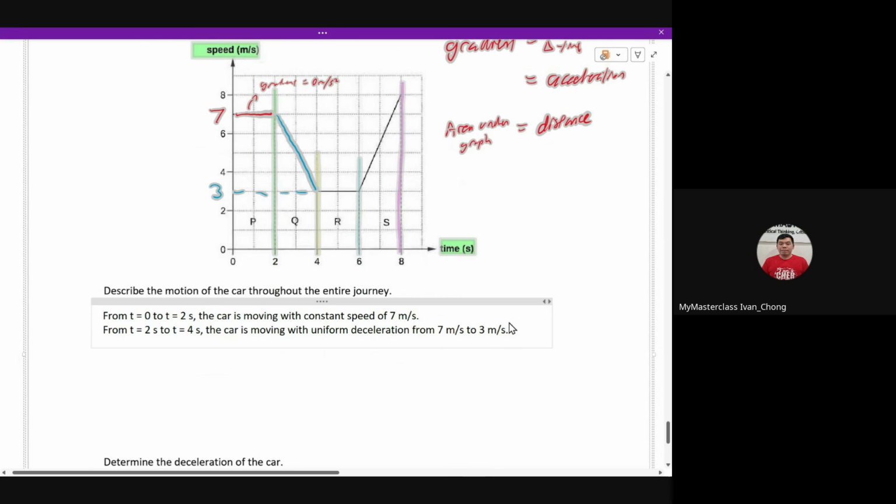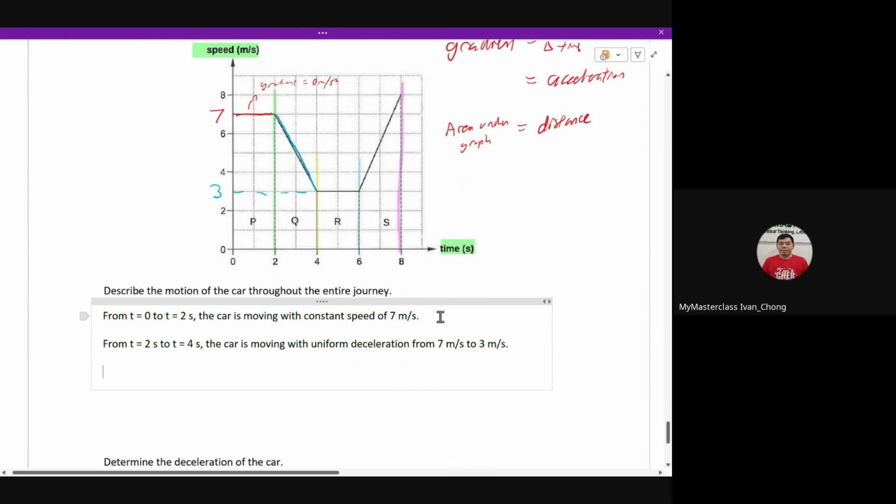All right. And as much as you can, if you have the space, try to separate them so that it's easier for the teacher to see. So same thing you just want to do for each and every step itself. So from 4 seconds to your 6 seconds, the car is moving with. So in this case, you can see it's a horizontal line again, right? So we are moving at constant speed of 3 meters per second.